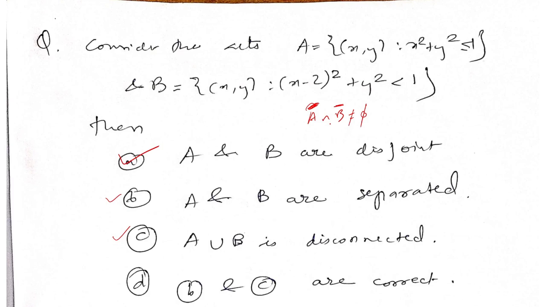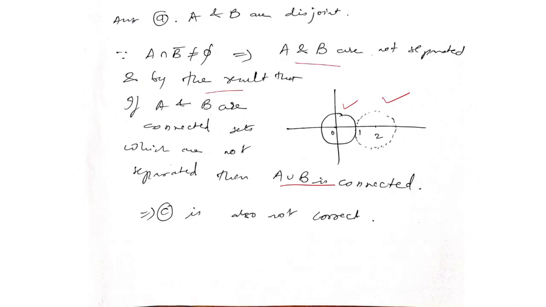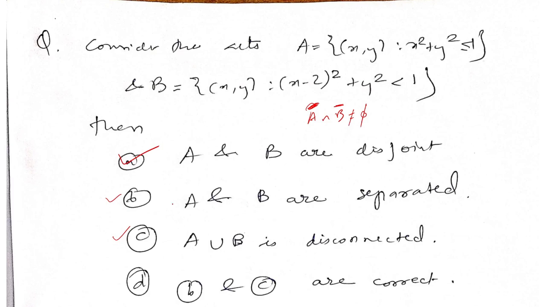Fine. Where will we do this? At 1? Yes. Both these sets will intersect at x is equal to 1. Okay. So this way we disproved these two options and we got that A and B are disjoint. Now it is clear. Shall we move to the next question?